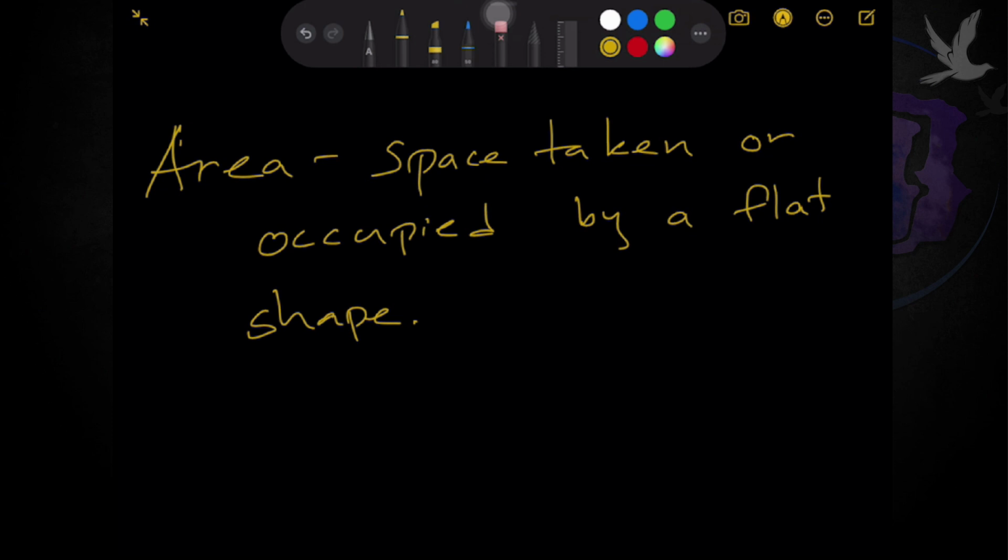Okay, so bakit nga ba sinabi dito space taken or occupied by a flat shape? Because area can only be considered by parang surface ba? We can also consider this as surface. Like for example, yung floor, yan, yung wall. Two-dimensional lang tayo, two dimensions. Okay, so basically area has something to deal with two dimensions only. Okay?